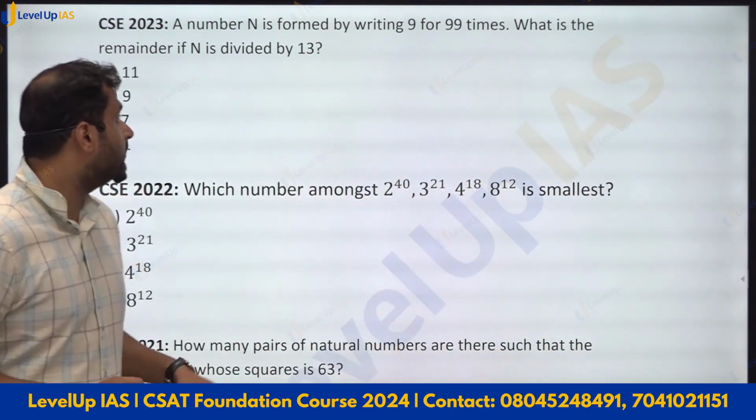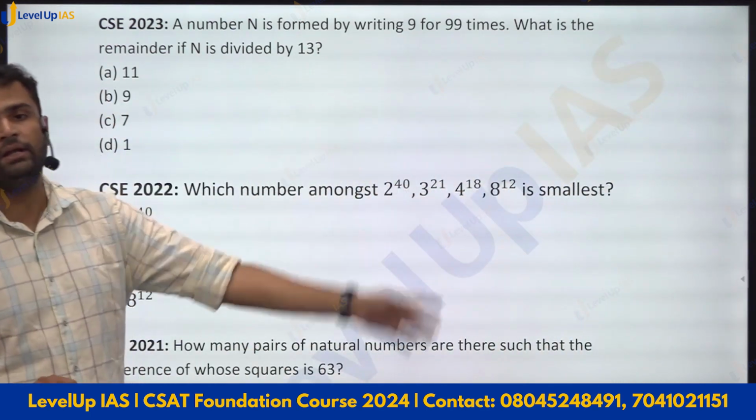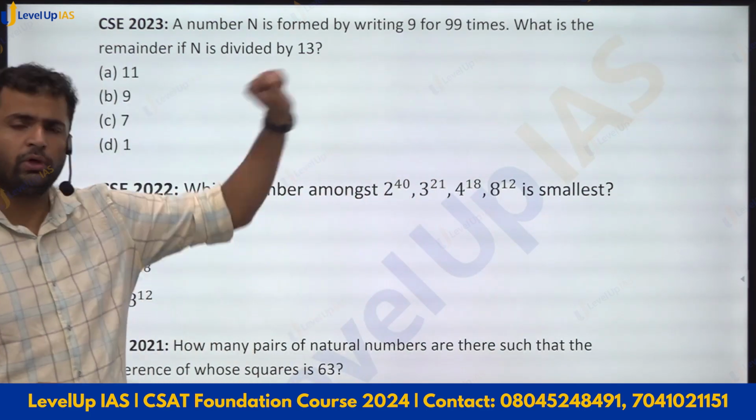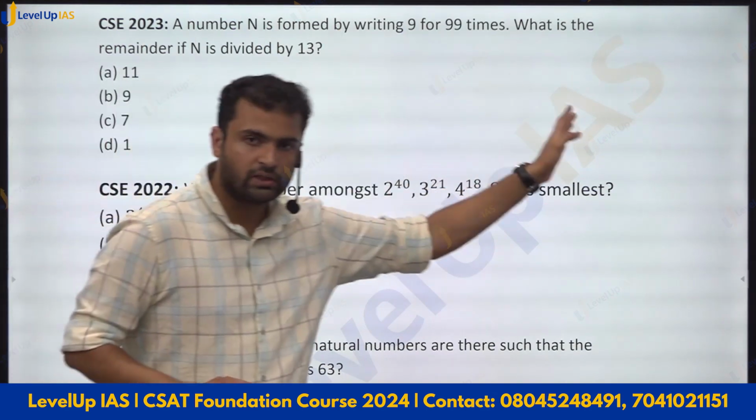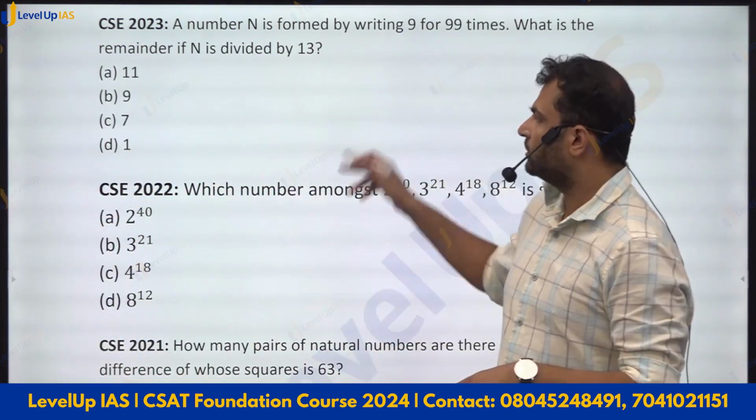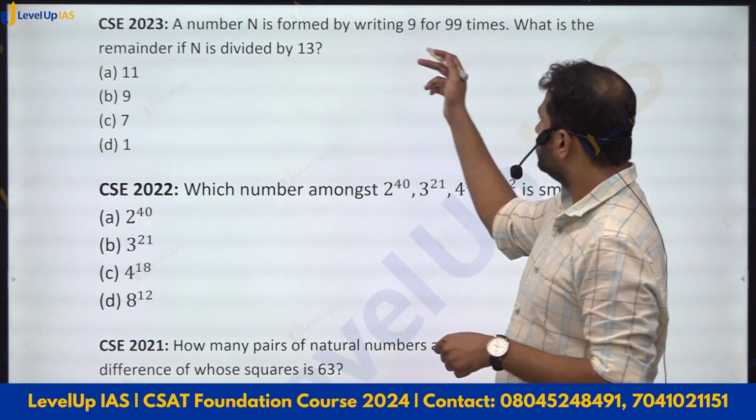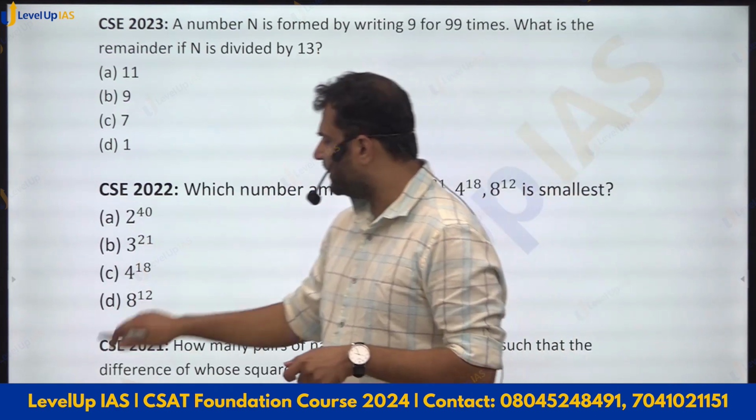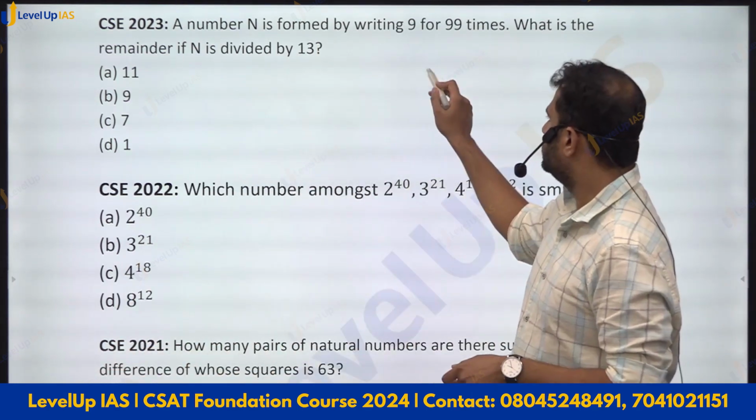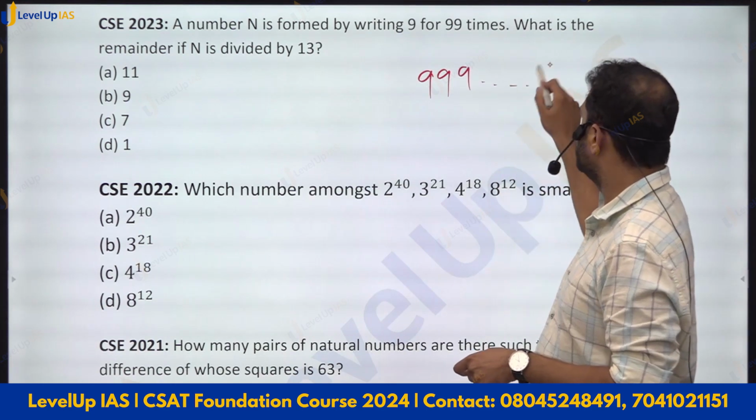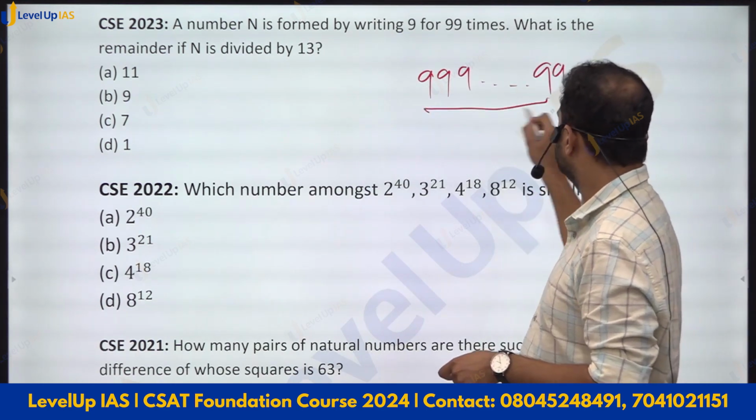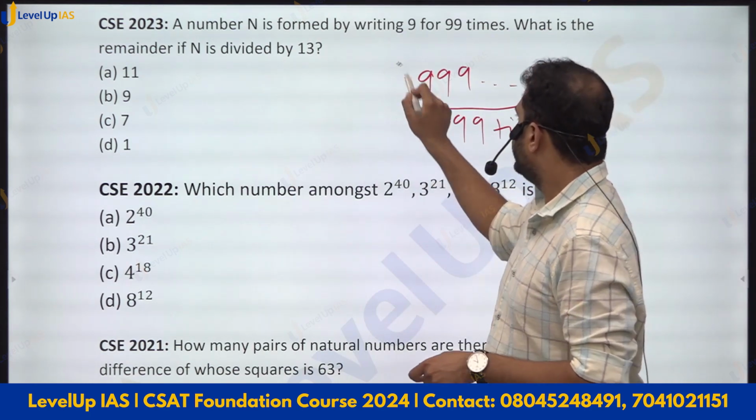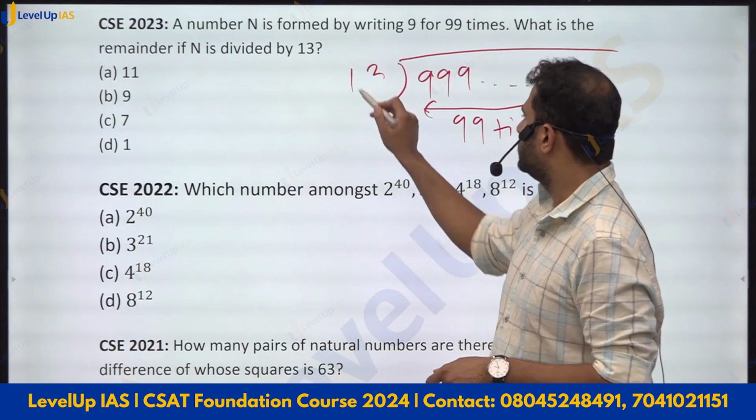A number n is found by writing 9 for 99 times. Again, this is the indication that some pattern would be forming here. Some pattern must be forming, because they cannot otherwise ask such a big thing in the examination hall for manual calculation. Now we are writing 9 99 times, and the question is what is the remainder if n is divided by 13. n is something like this: 9 9 9 9 9 9, like this, a total of 99 times, and we want to find the remainder when we divide this by 13.